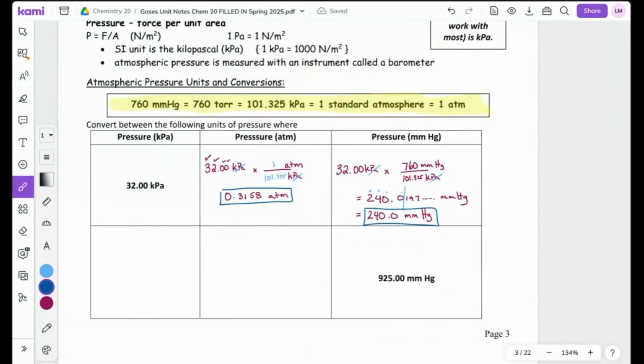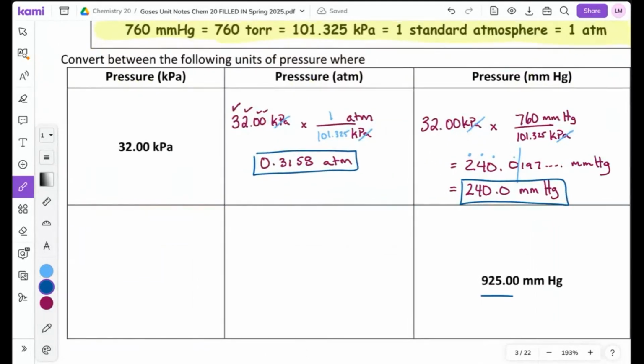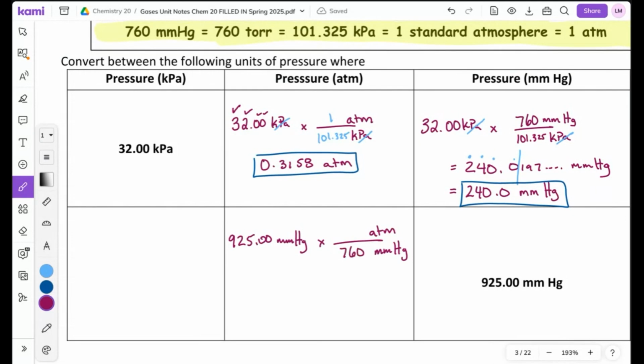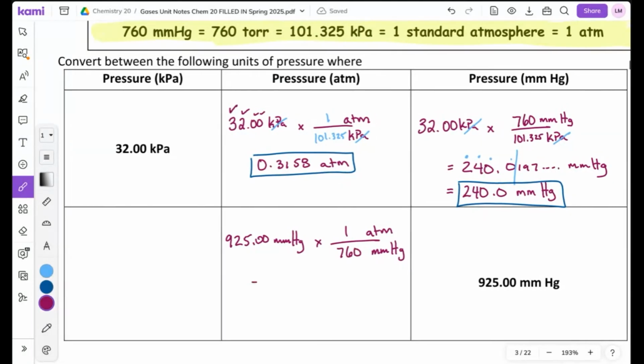Okay. For this next row, we're starting off with millimeters of mercury, and we're asked to convert it to atmospheres as well as kilopascals. So we're going to do the exact same process here. Start with our given number, and then multiply by a fraction. Millimeters of mercury is in the top, so I'm going to put it in the bottom so that units cancel out. And then I'm going to put atmospheres in the top. So 760 millimeters of mercury is equal to 1 atmosphere.